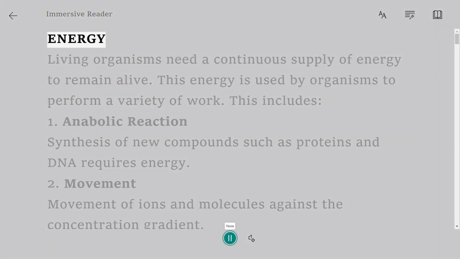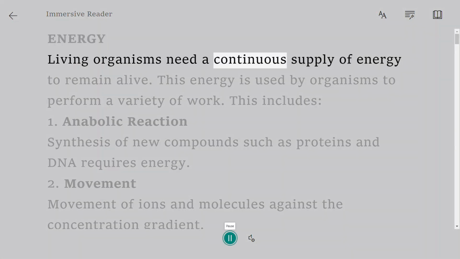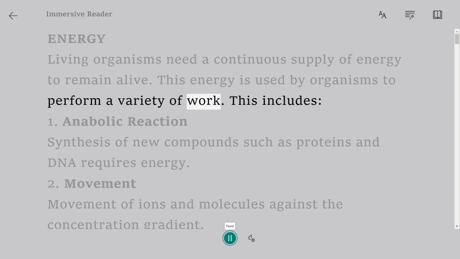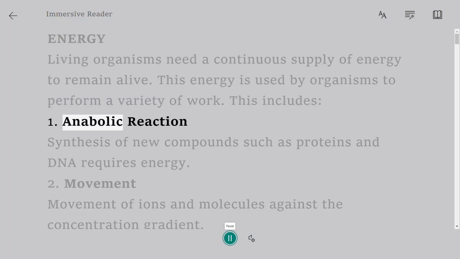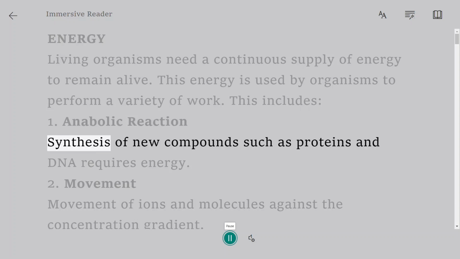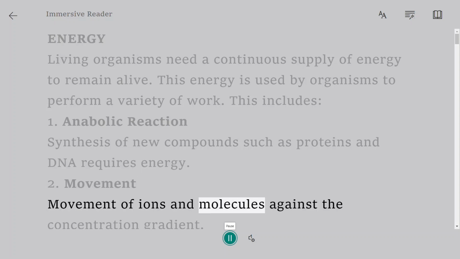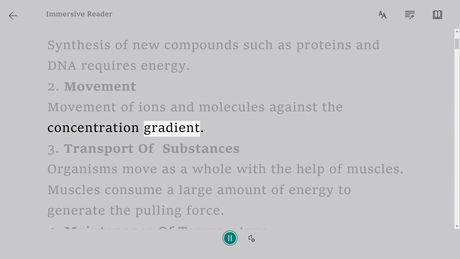Energy. Living organisms need a continuous supply of energy to remain alive. This energy is used by organisms to perform a variety of work. This includes 1. Anabolic reaction. Synthesis of new compounds such as proteins and DNA requires energy.